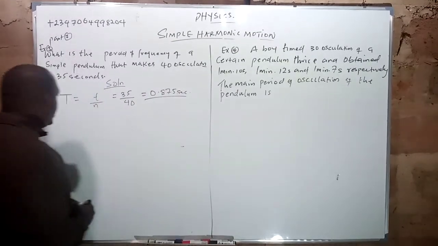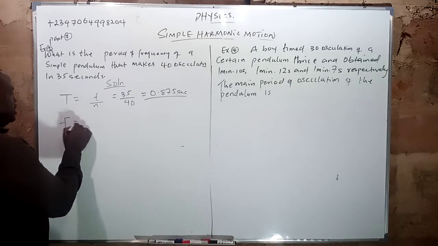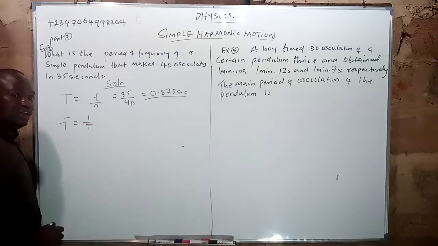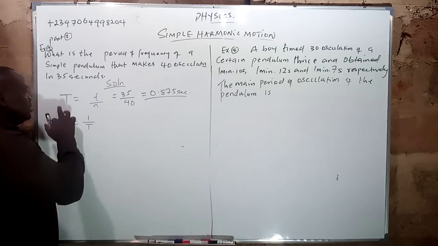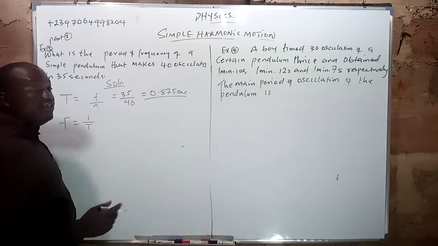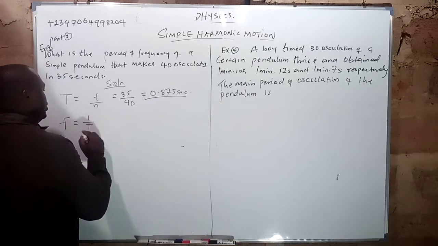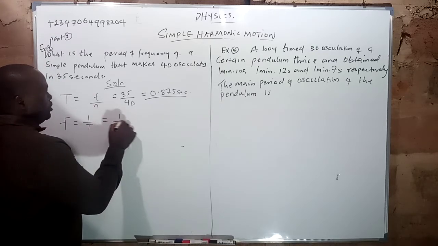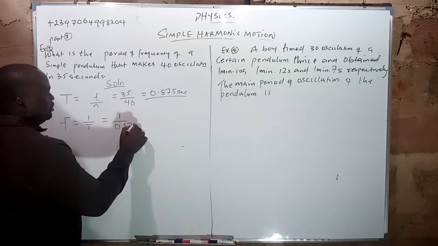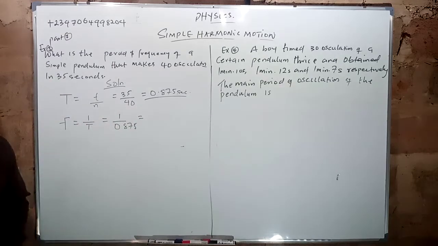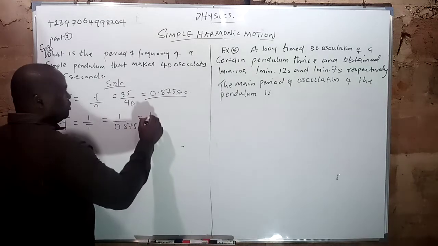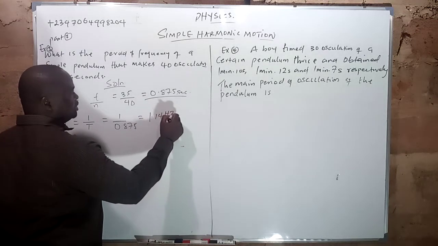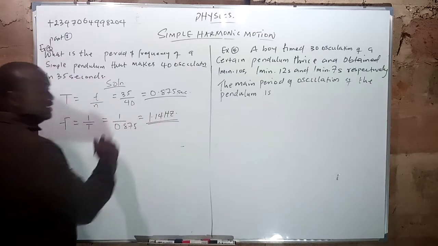Now remember, I said that frequency is the inverse of period. And therefore, if you have gotten your period, to get frequency is child's play. All you need to do is 1 all over 0.875. And if you punch it in your calculator, what you should get is 1.14 hertz. So that is the answer for this one.